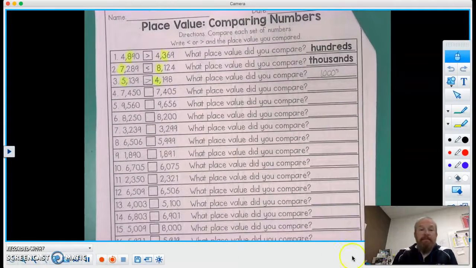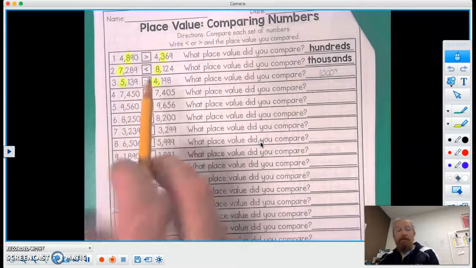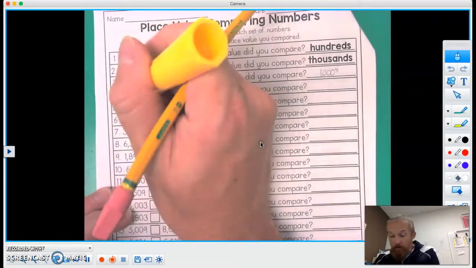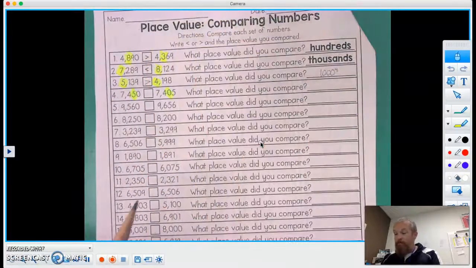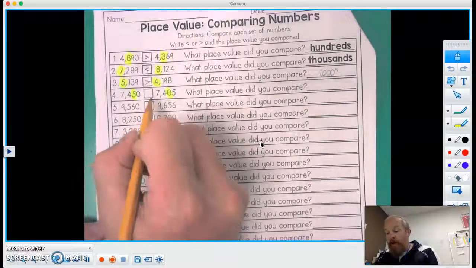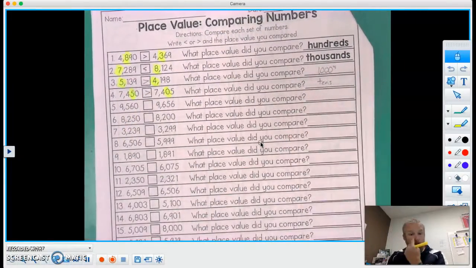7,450 versus 7,405. Okay, so the 7 is the same in the thousands, the 4 is the same in the hundreds. So we go all the way down to the third spot, which is the tens, right? 5 compared to the 0, 5 is greater than 0, tens.